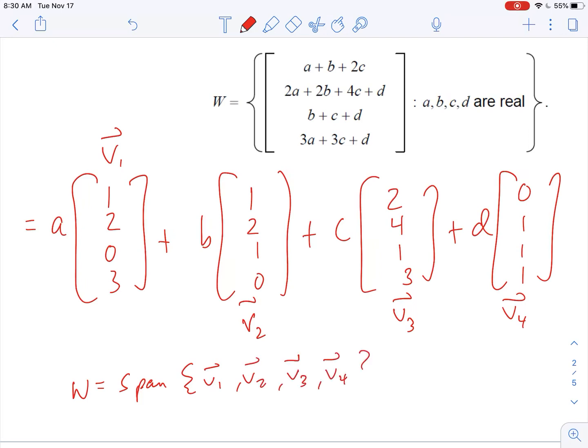But is that the most efficient set that we could use to define W? I would argue that if we look at this, V3 being 2, 4, 1, 3, V1 being 1, 2, 0, 3, and V2 being 1, 2, 1, 0, V3 is clearly a linear combination of V1 and V2.